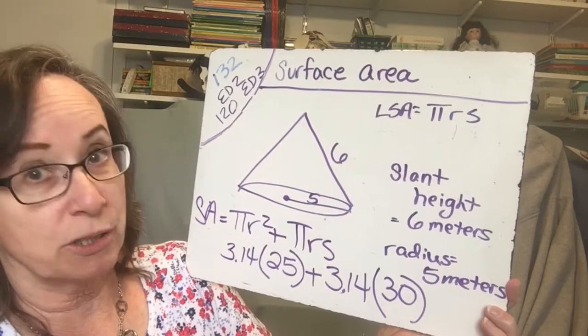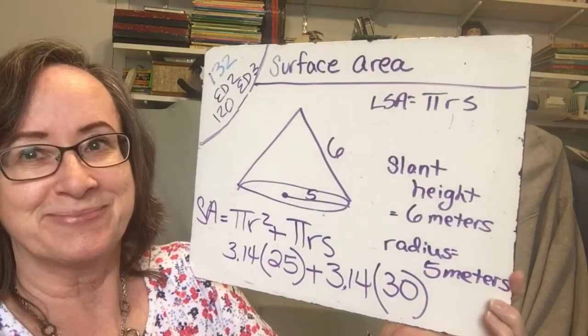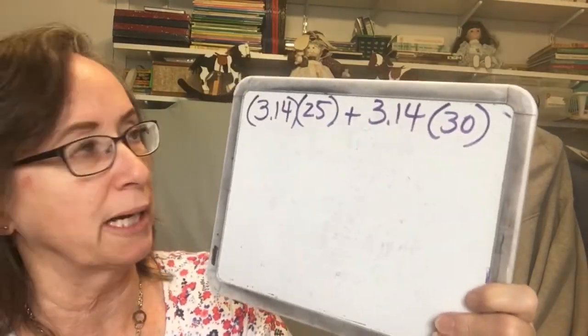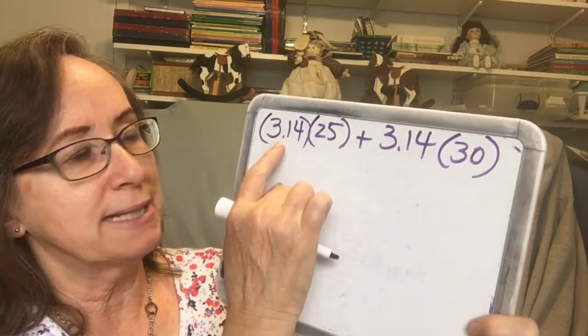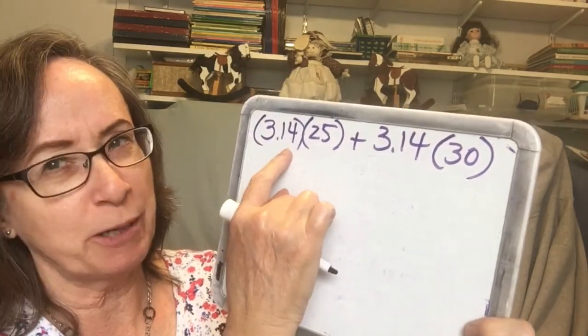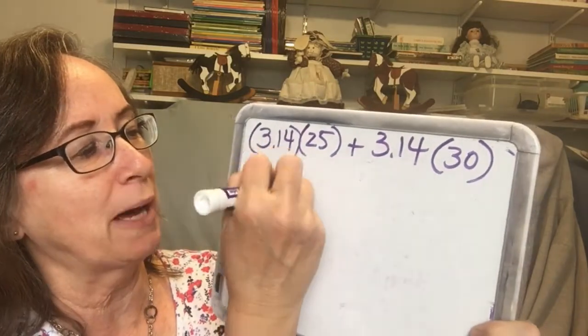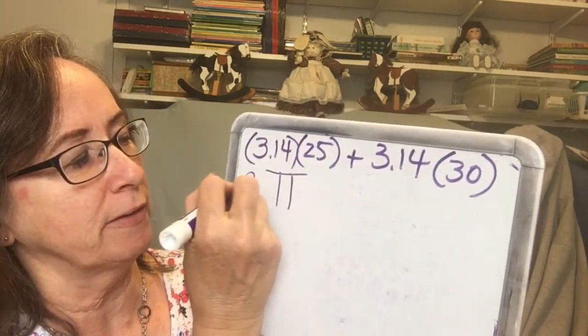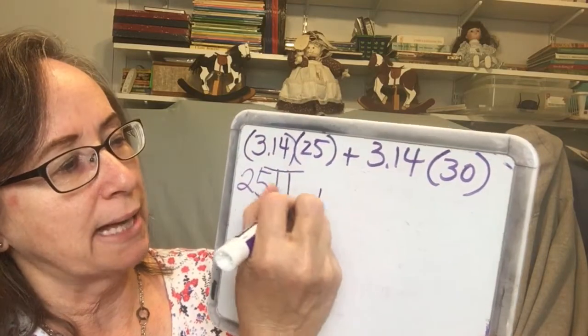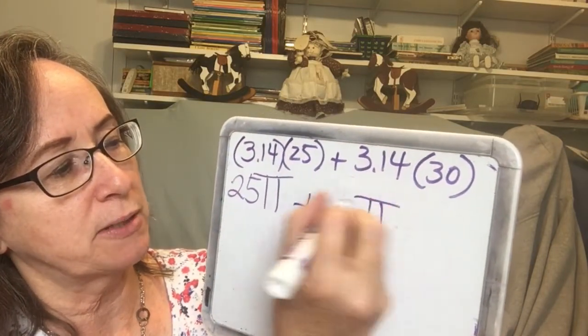Now we're going to go to another board. I'm going to show you a cool trick here. Notice that I have pi, and I've already put the substitution in, but I'm going to go backwards on that. I'm going to put pi times 25 plus pi times 30.